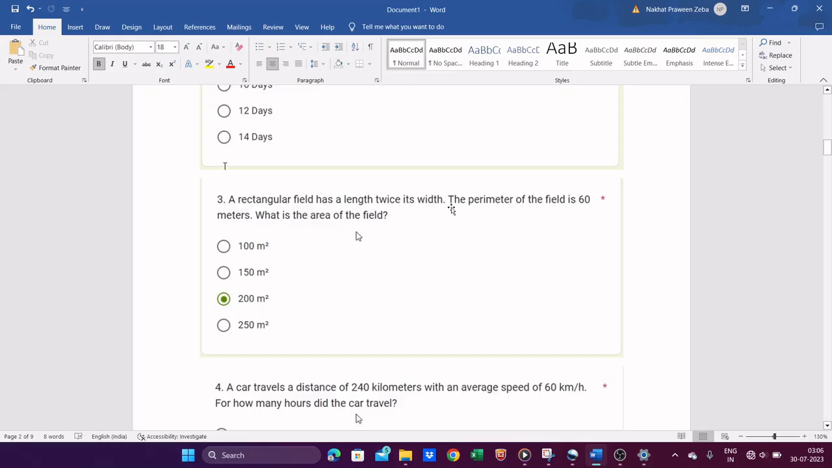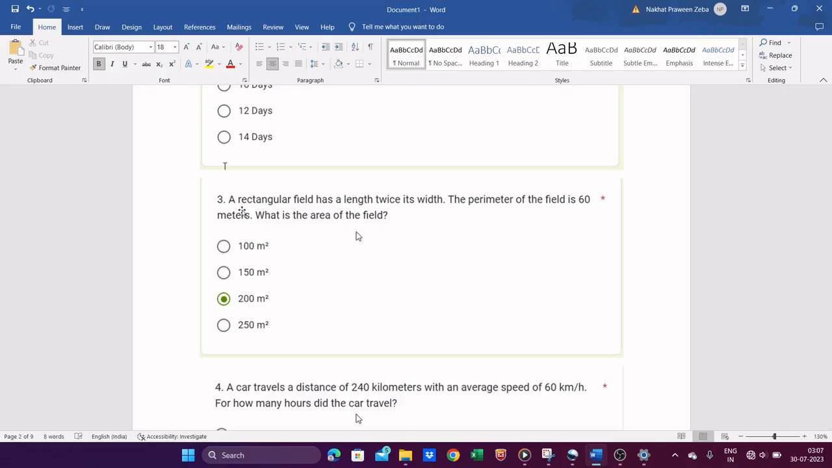Simply it is given here. A rectangular field has a length twice its width. Means if width is x, then L will be 2x. So the perimeter of the field is 60 meter. Perimeter is given. You need to apply just the formula here, 2 into (L plus B).